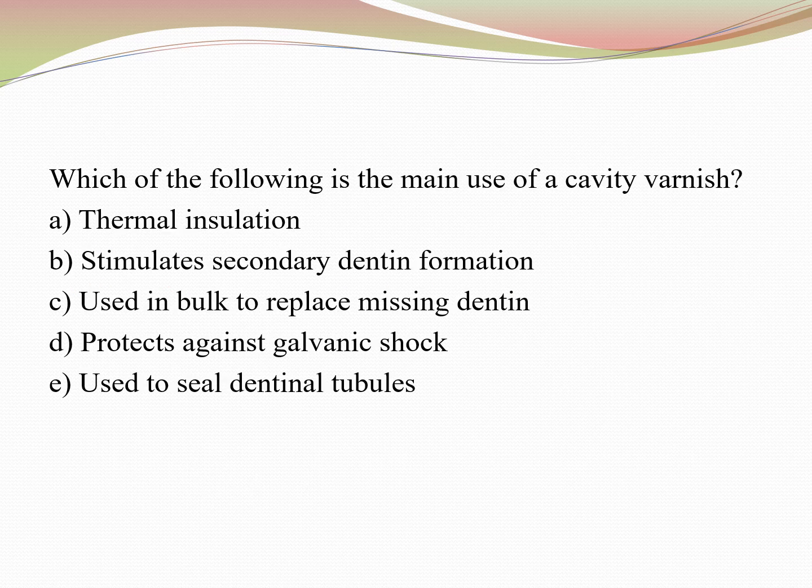Which of the following is the main use of a cavity varnish? Thermal insulation, stimulates secondary dentin, used in bulk replacement, protects against galvanic shock or current, and used to seal dentinal tubules.